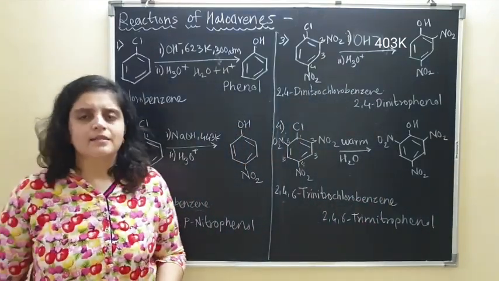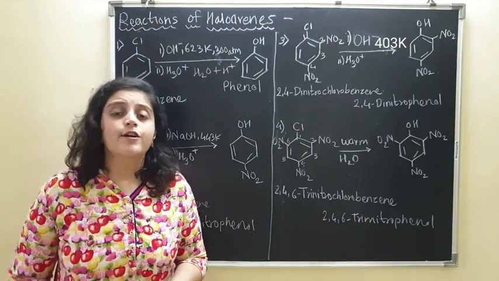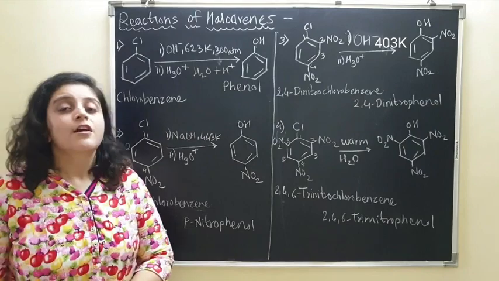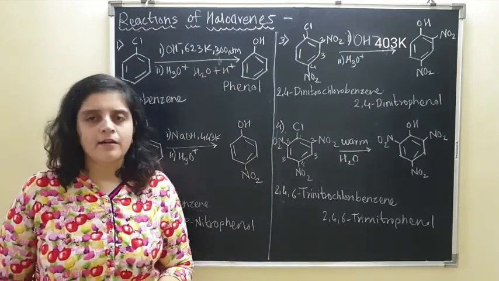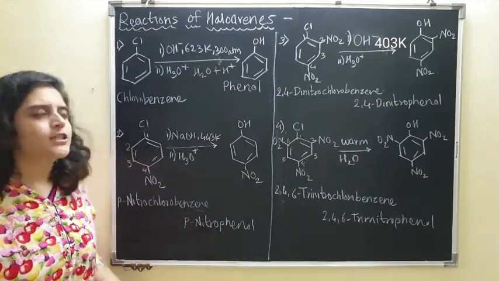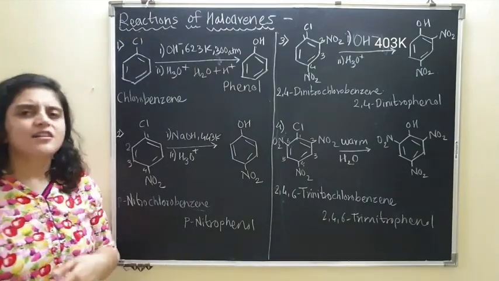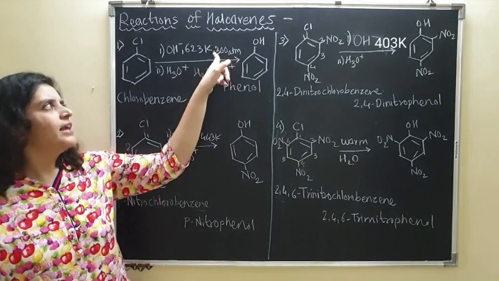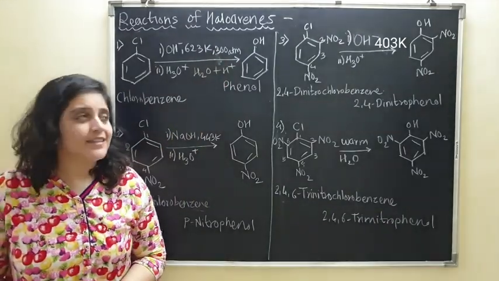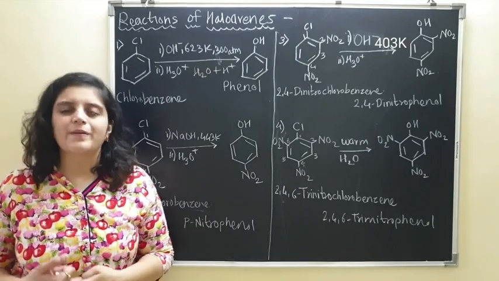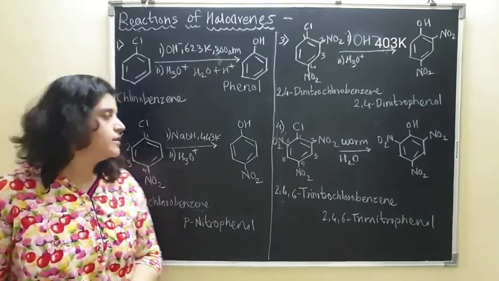Now till this it was really easy. Now what is very important to understand is the reaction conditions, which you should not forget while writing the answers in the question paper. So here, if you look at the reaction conditions, they are extreme: we require high temperature, 623 Kelvin, and 300 atmospheric pressure, so it is going to be an extreme condition.